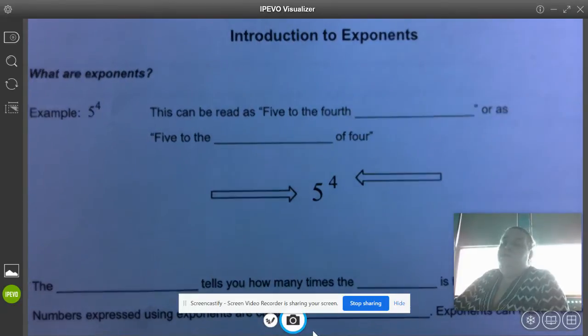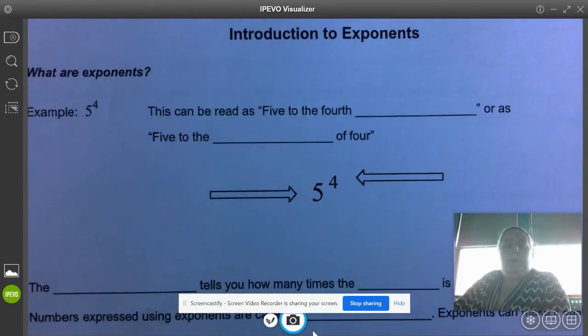We're about to get into exponent rules, but there's a lot of vocabulary and parts to it that I'd like to go over before we get to those rules. There's a copy of these notes linked in Canvas, or when you get back, you can get a copy from me. Okay. So, what are exponents?